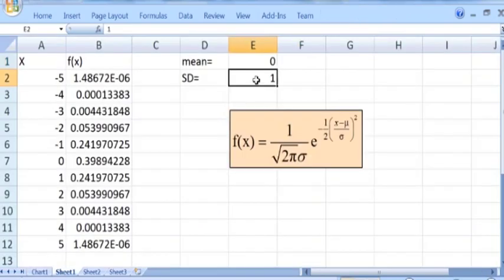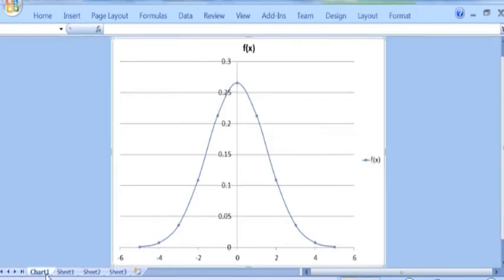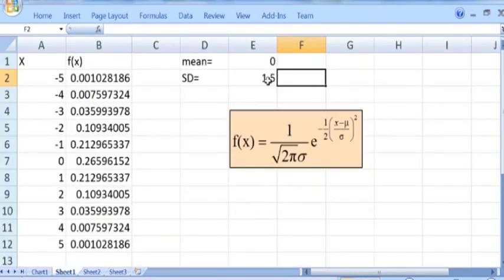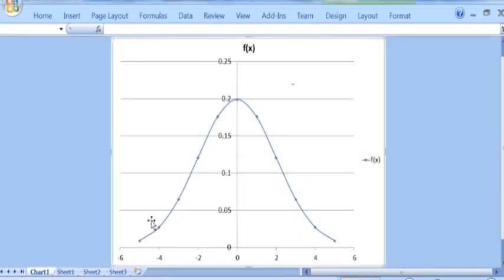So now let us change the standard deviation. Currently the standard deviation is 1. If we increase it to, let's say, 1.5, the numbers have been recalculated. Look at the chart. You can see that its spread increases as compared to the previous spread. Now if we increase it further from 1.5 to 2, you can see that the spread increases further.